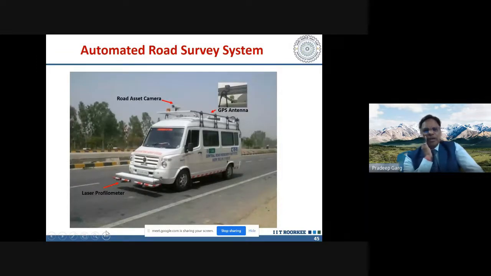There are few available. One is available in Central Road Research Institute, New Delhi. So I'm showing you that instrument, that vehicle which is available at Central Road Research Institute, New Delhi. And here is the laser profiler. It will scan the profile of the entire road. Then we have the camera system, we have the GPS system.